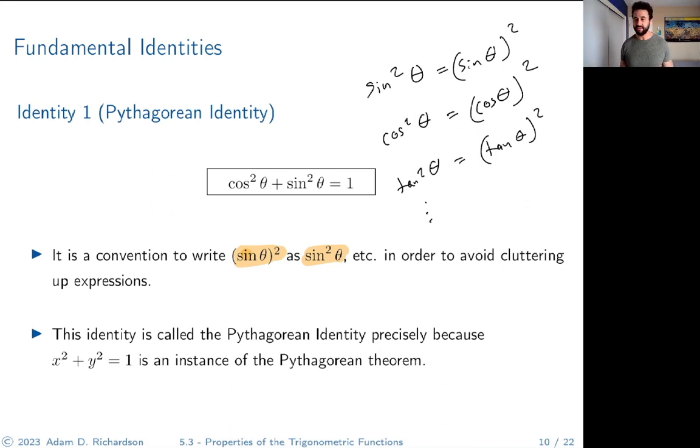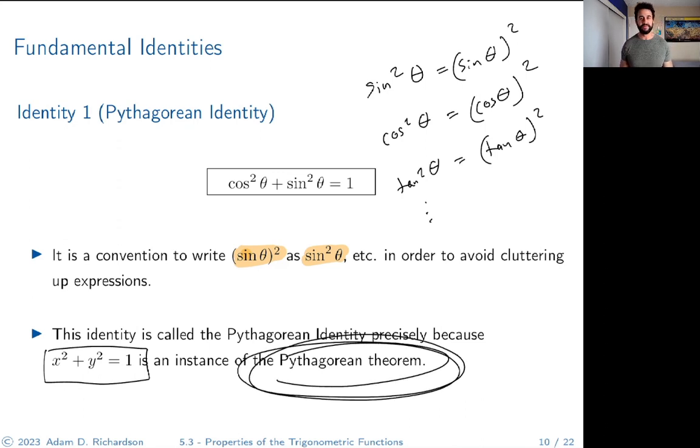And yeah, like I say here in the second point, this identity is called the Pythagorean identity precisely because x squared plus y squared equals 1 is the Pythagorean theorem. That's how we got this result. That's the equation of the circle, which comes from the Pythagorean theorem, which comes from those right triangles. So it's all intimately connected as long as you can remember the big picture of the unit circle and those special right triangles. That's it.